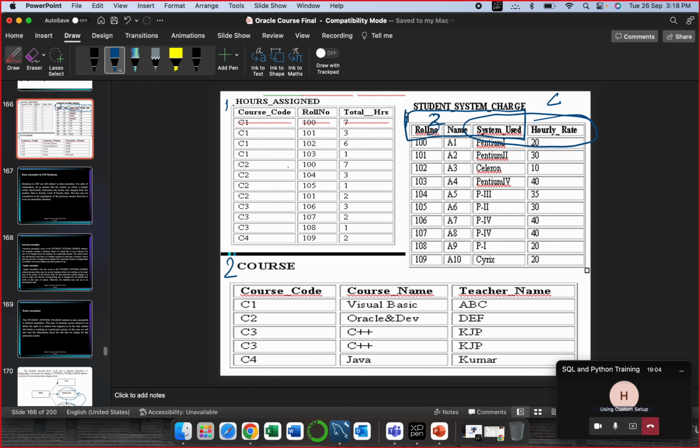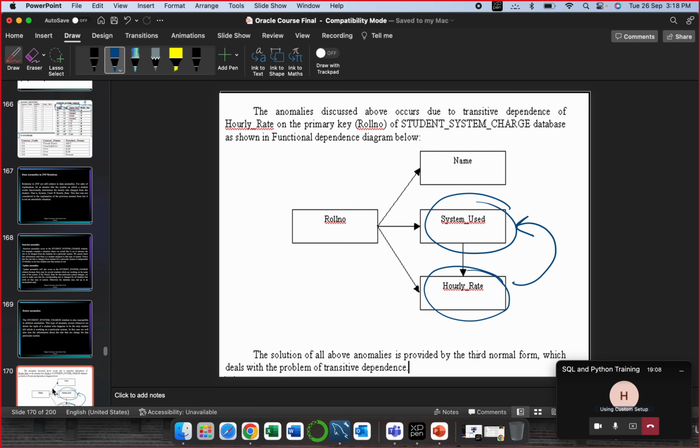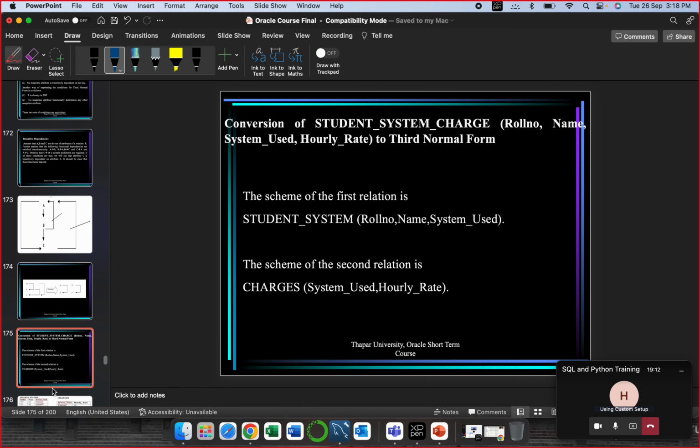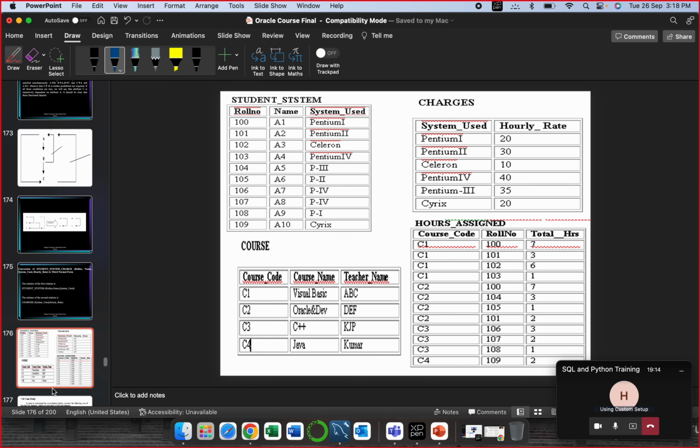And this would be my fourth table, where I would have system used and hourly rate. So just a single thing that we need to remember, that there should not be any transitive dependence. Like over here, I have roll number, name and system used. I have system used and hourly rate. These were in a single table. Both of these were in one table.